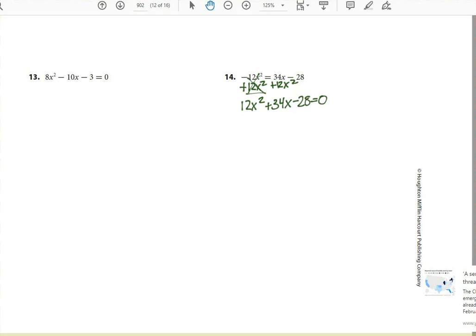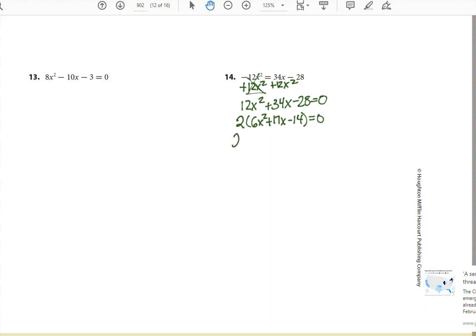Okay, so at this point we want to look at these three terms and ask, is there anything that we could divide each one by? So we've got 12, 34, and 28. Well, the greatest common factor, the largest number that will divide into all three of those, is a 2. So the next step is going to be to factor that 2 out. And so what we want to do is divide each one of these terms by 2. The 2 that we're factoring out goes, as you can see, on the outside of this parenthesis. And we would have 6x squared plus 17x minus 14 equals 0.